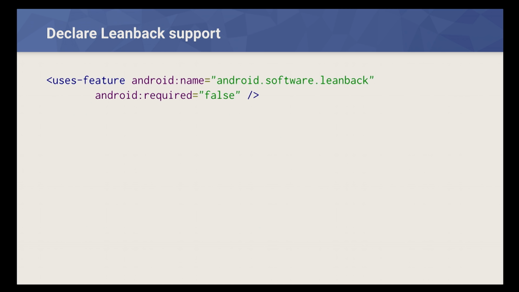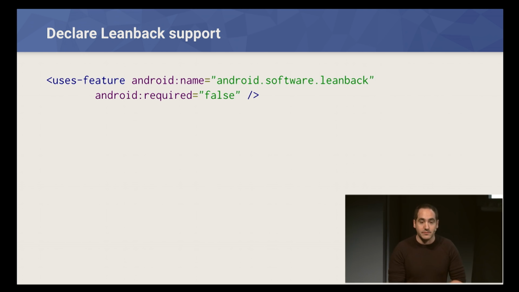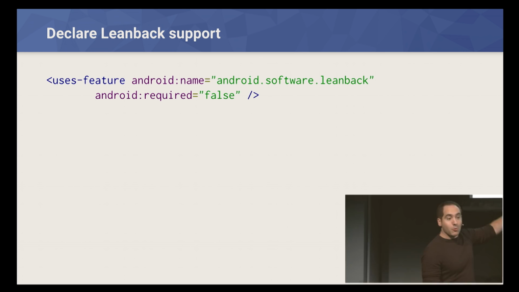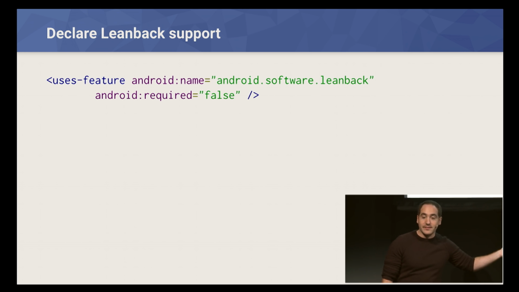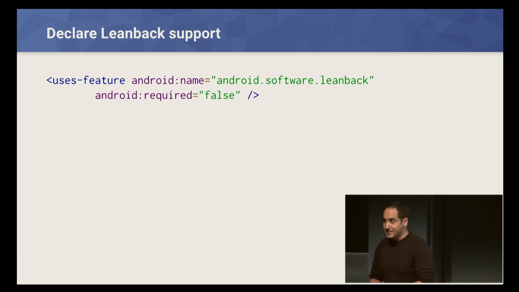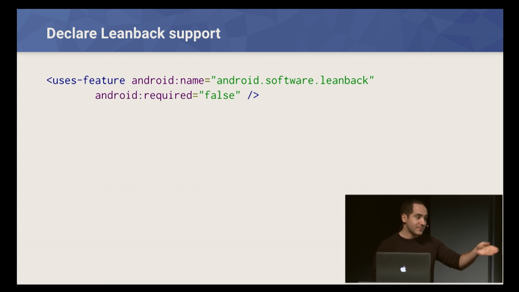Another thing you need to do is declare that you support Leanback. And Leanback is the UI used by Android TV. What's interesting here is I've got required false, and the reason I'm not requiring it is we're interested in developing apps that can run on multiple different Android form factors. So with required false, you can also run on a mobile device. Required true, the Play Store is going to say, oh, Android TV only.